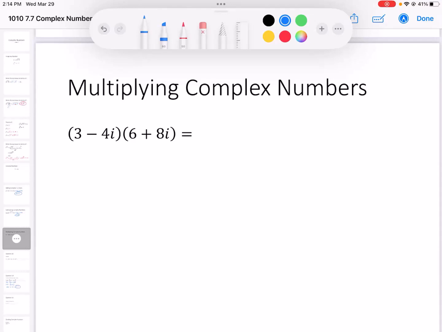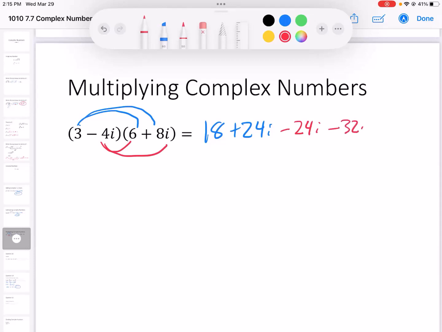So if we FOIL this out, 3 times 6 is 18. 3 times 8i is 24i. And then -4i times 6 is -24i. And -4i times 8i is -32i squared. Now, this is one thing that is different than polynomials. What does i squared equal? -1. So anytime you see an i squared, you can replace it with a -1. So if this equals -1, -1 times -32 is going to make this entire term +32.